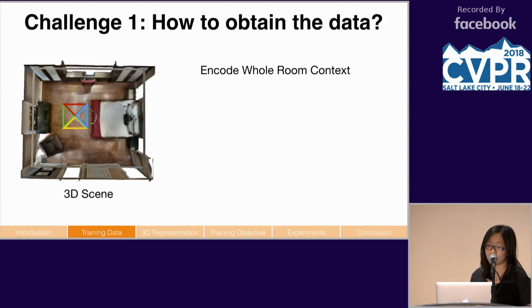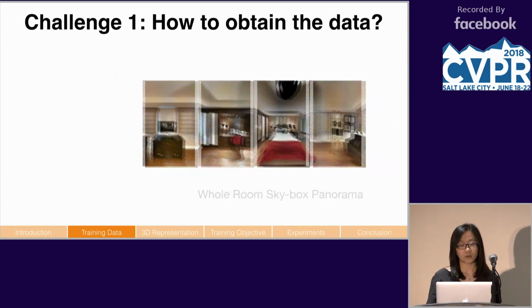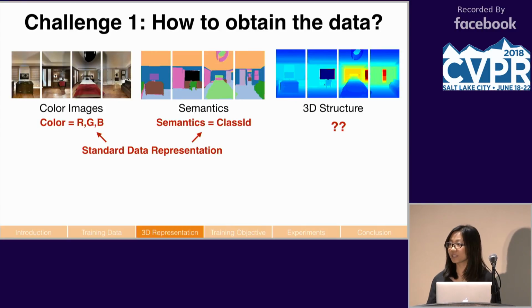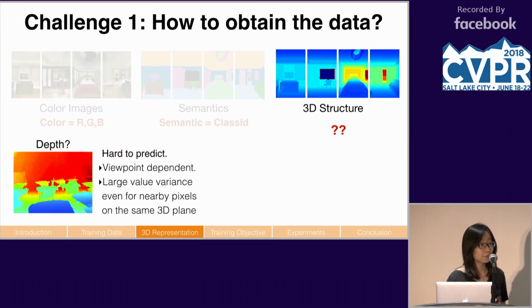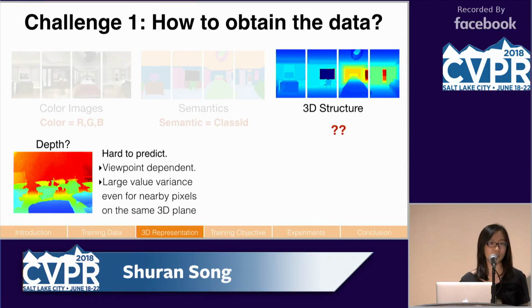In order to encode the whole room contextual information, we represent each 3D room using a skybox panorama, where each pixel on the panorama is labeled with its color, semantic, and 3D structure information. However, different from color and semantics, where there are very standard data representations, it is not exactly clear what the best representation for 3D structure is. Depth would be a very obvious option. However, it is really hard for the network to directly predict the depth value because it is highly viewpoint dependent and also tends to have a large variance even for nearby pixels on the same 3D plane.